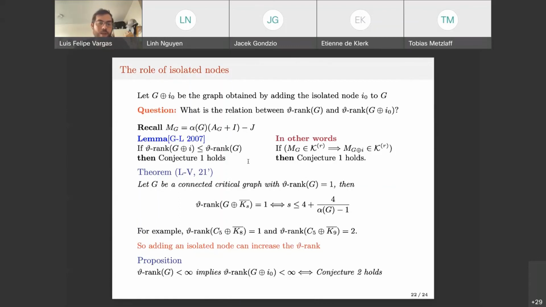But what we have is that conjecture 2 holds if and only if adding isolated nodes keeps the theta rank finite.